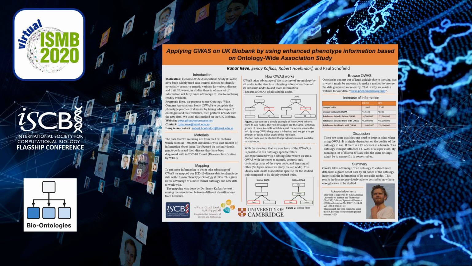As a summary of this poster, we now know that OWAS takes advantage of an ontology to fill out data that was not previously readily available, either because of too few or no cases for some traits. OWAS is done by inheriting all subnodes for each node of the ontology to fill information. This can result in more cases for traits to increase the statistical power of the study.